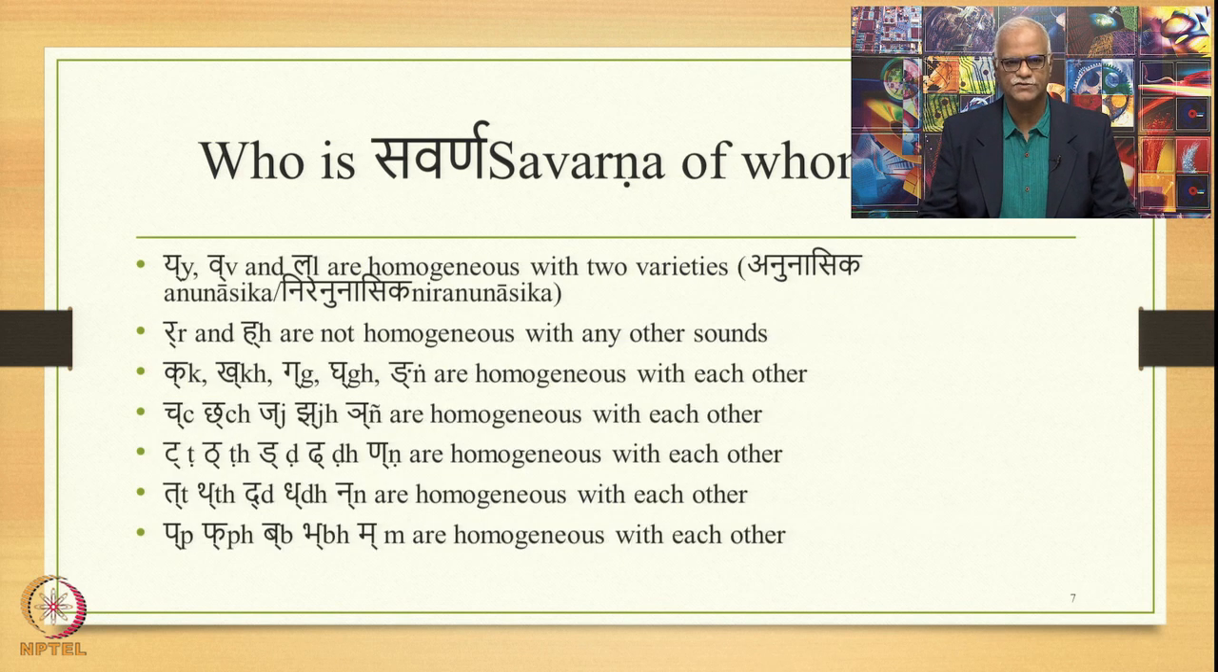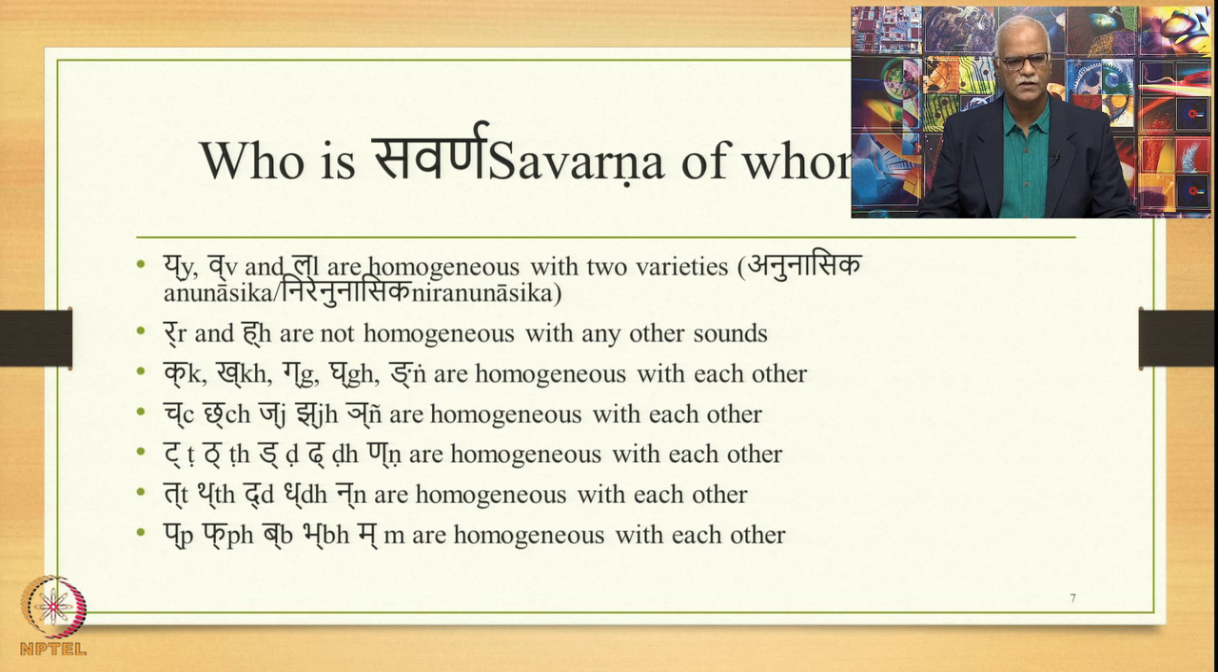Now when we come to the consonants, we note that ya, va, and la are homogeneous with 2 varieties, namely anunasika and niranunasika. Ra and ha are not homogeneous with any other sounds. It is very important to note this.